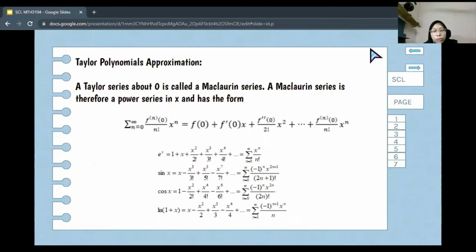For the Taylor polynomial approximation, a Taylor series about 0 is called a Maclaurin series. A Maclaurin series is therefore a power series in x and has the form: the summation from n equals 0 until infinity of f to the power of n times 0 divided by n factorial times x to the power of n, equal to f(0) plus f prime(0) x plus f double prime(0) divided by 2 factorial times x squared, plus until f to the power of n times 0 divided by n factorial times x to the power of n. So this is an example of the Taylor polynomial approximation in a Maclaurin series. Okay, that's all.